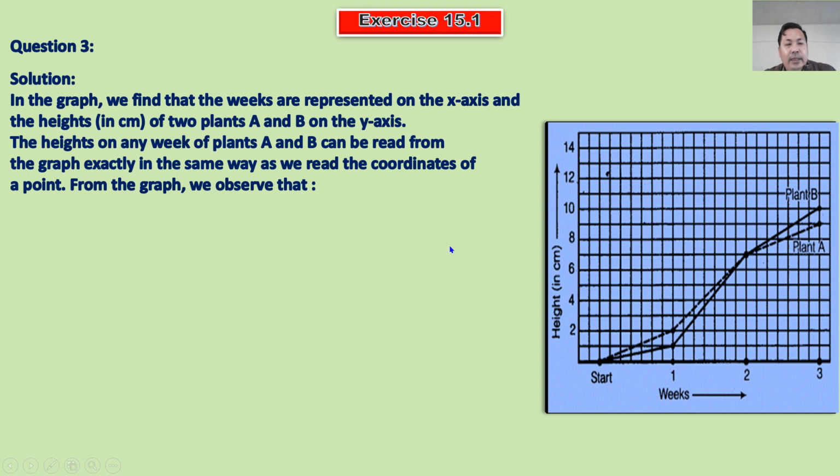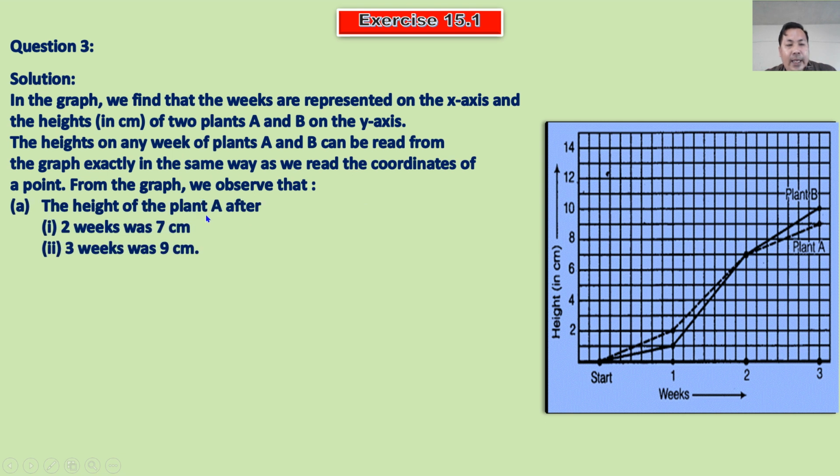Okay, let us see. We observe from the graph that the height of plant A after the second week was 7 centimeters. After the second week, the coordinates of the point here will be x value as 2 and y value as 7. Between 6 and 8, 7 is there, isn't it? That means 7 centimeters of height has been grown by plant A in the second week.